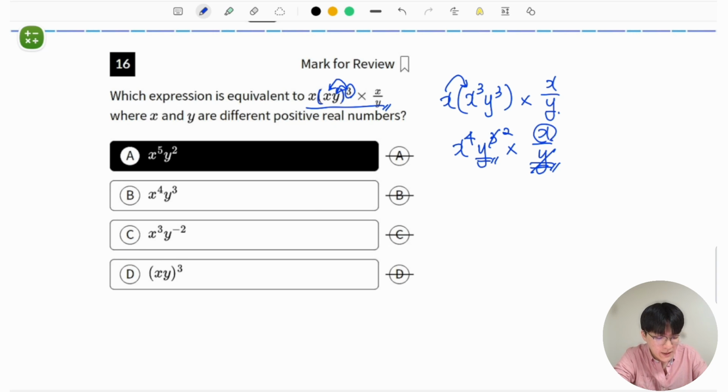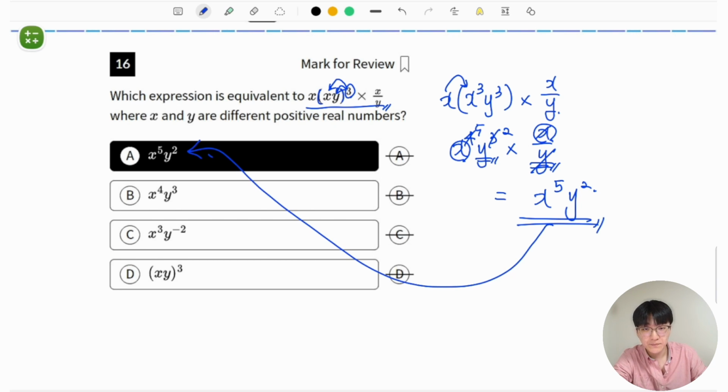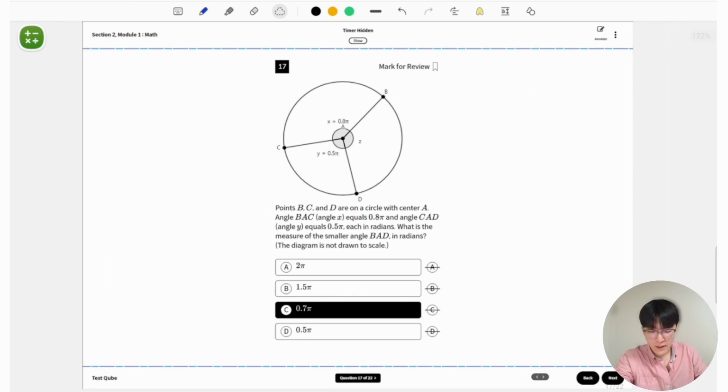And if we're multiplying by the same base variable, then we are actually just adding those values, and we get 5. Ultimately, x to the 5th times y to the 2nd power. Answer choice A.